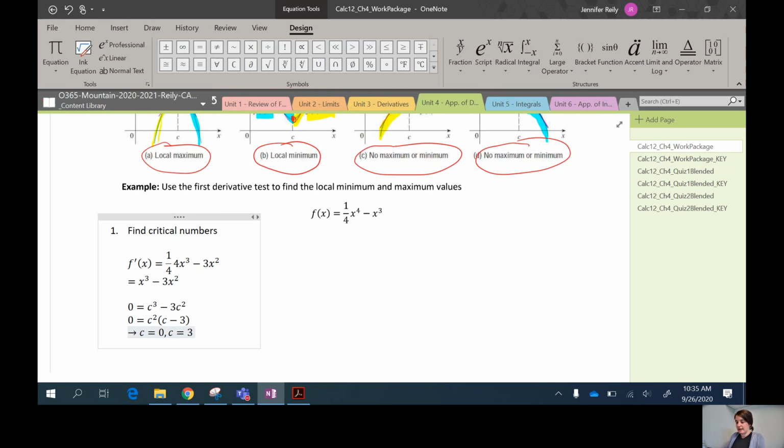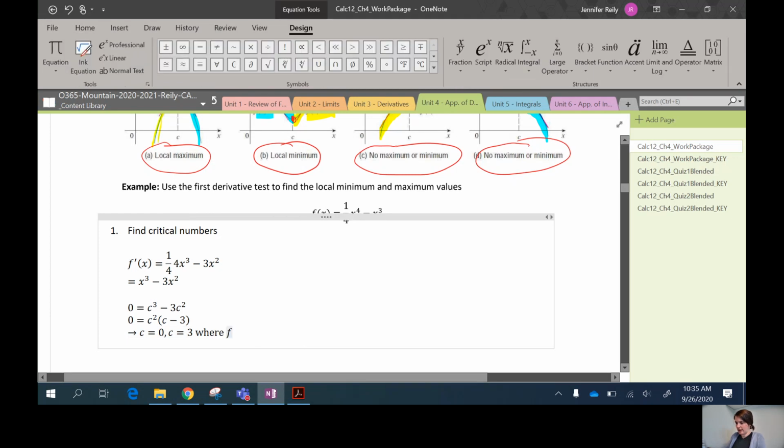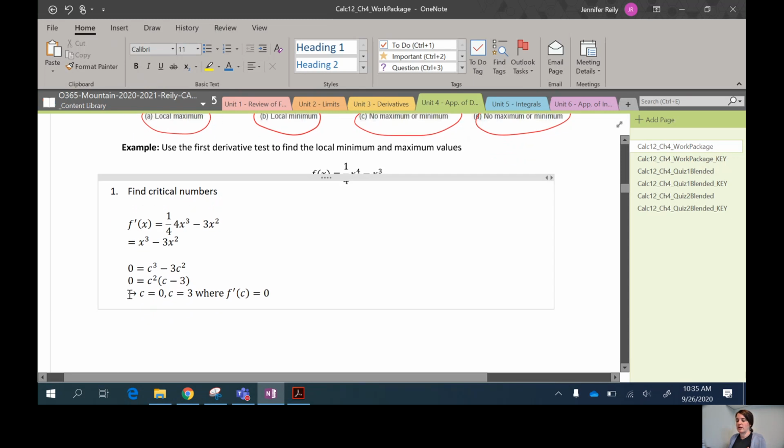There are no places where the derivative is undefined. This is a polynomial, so the derivative is always defined. So then there's no endpoints. So these are my only two critical numbers here.